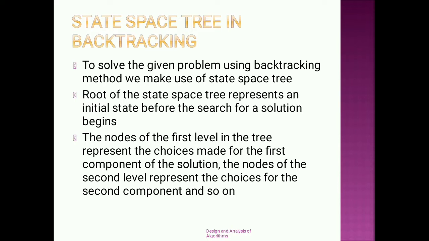The nodes of the first level in the tree represent the choices made for the first component, and then the nodes of the second level represent the choices for the second component, and it continues like that until we get the solution. Suppose you reach a dead end, a leaf node where you cannot continue with further left or right children for that particular node. Then we backtrack, we go back, and again we check whether we can improve or whether we can get any other solution.